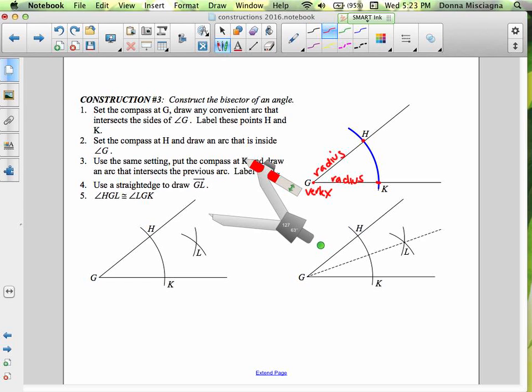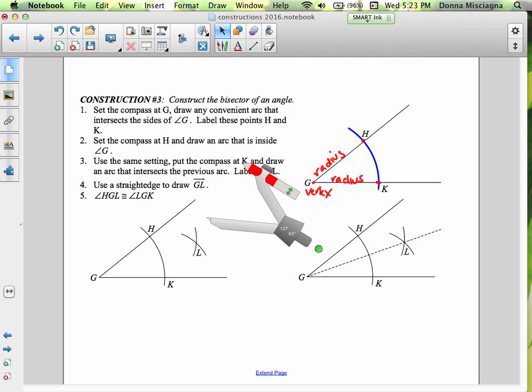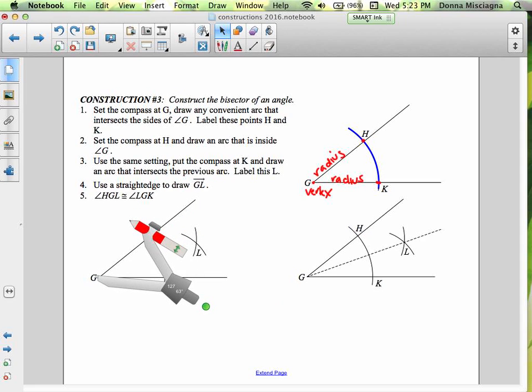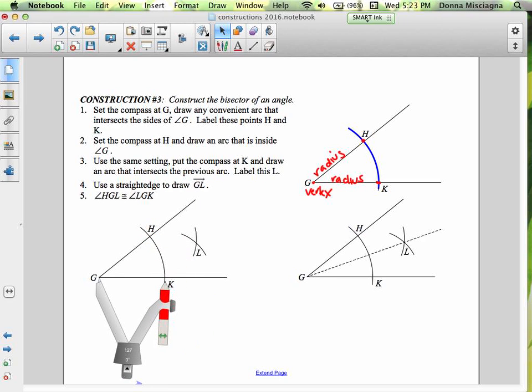Our next step, so I'm going to put that arc back. I'm just going through it step by step, so I'm going to have to repeat the steps I do. So I'm just going to put the arc back here.